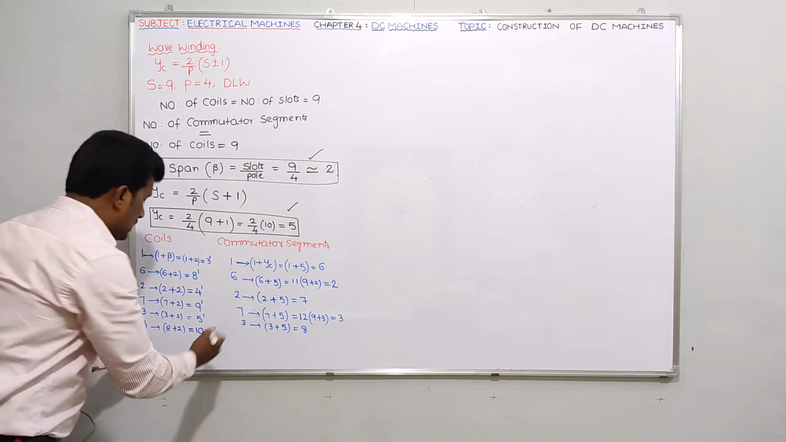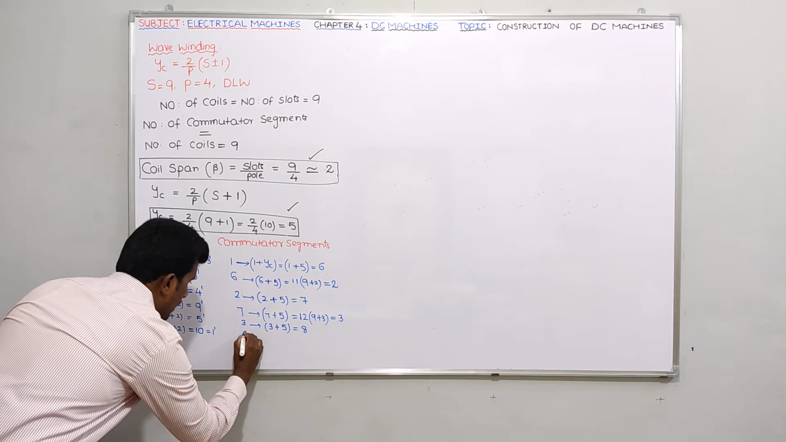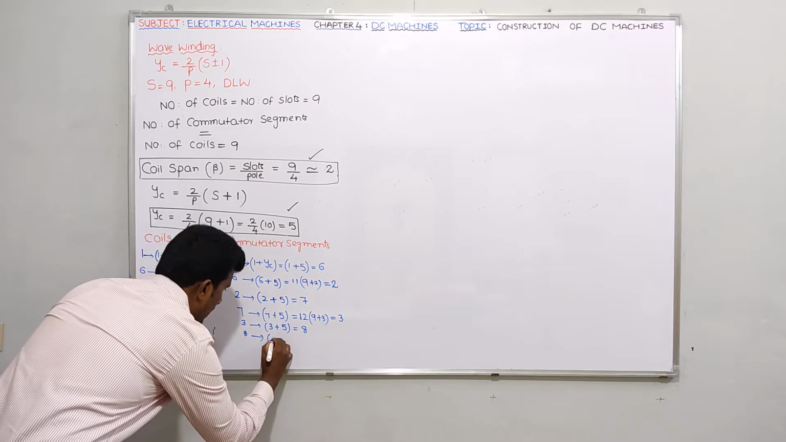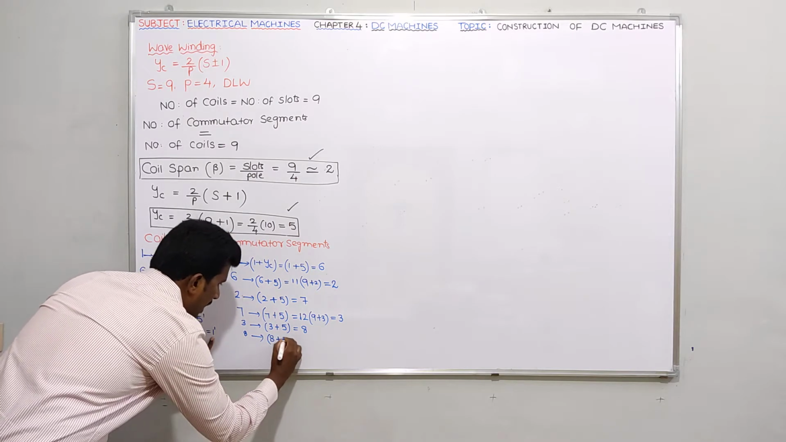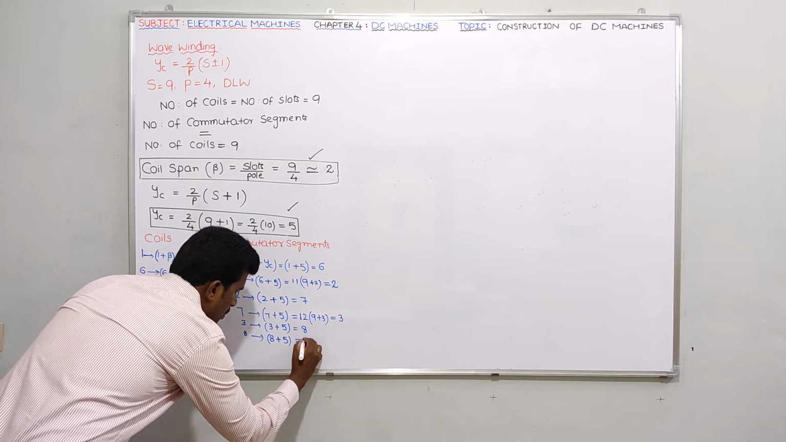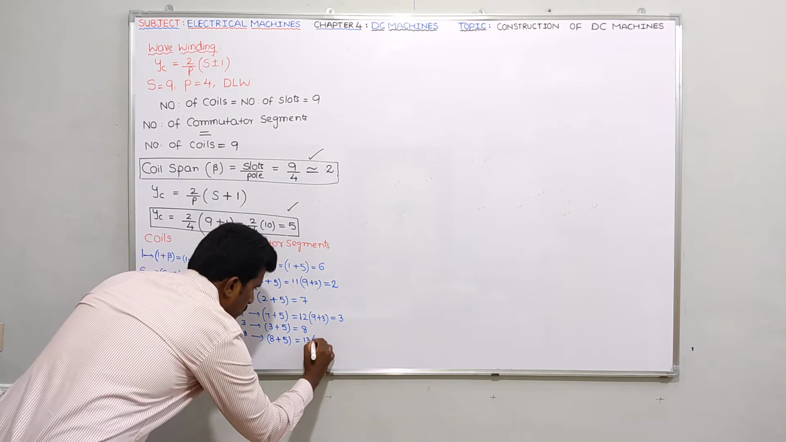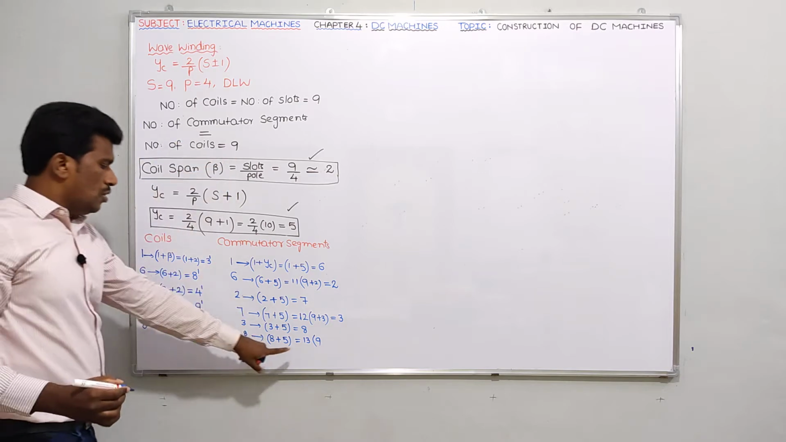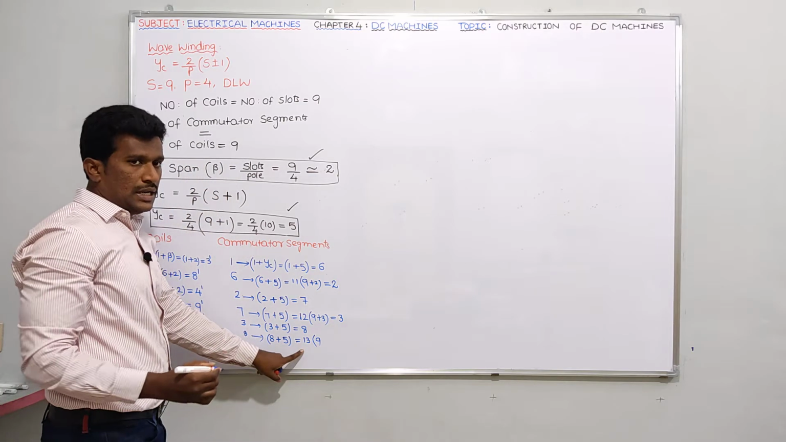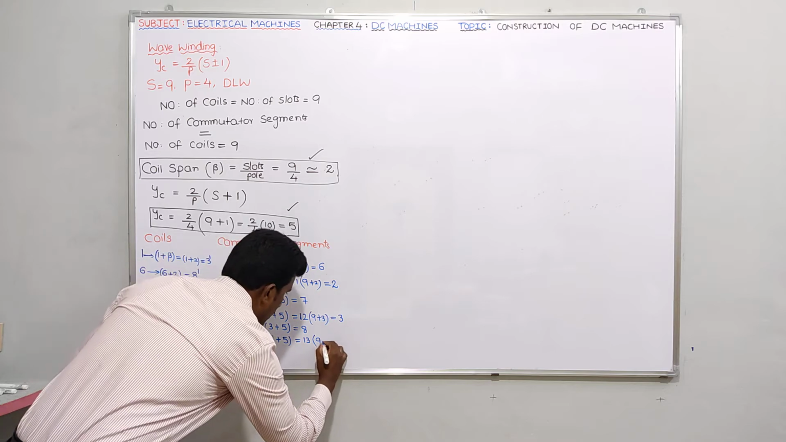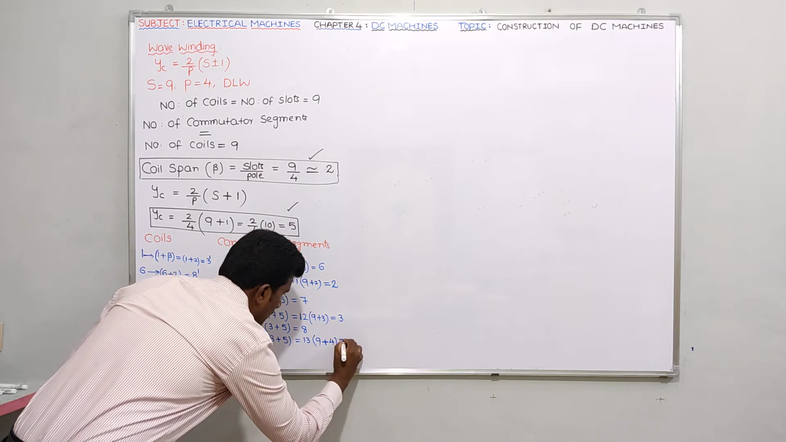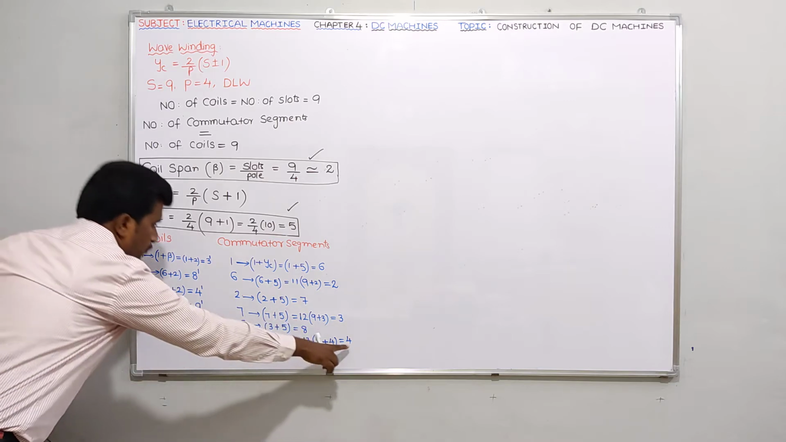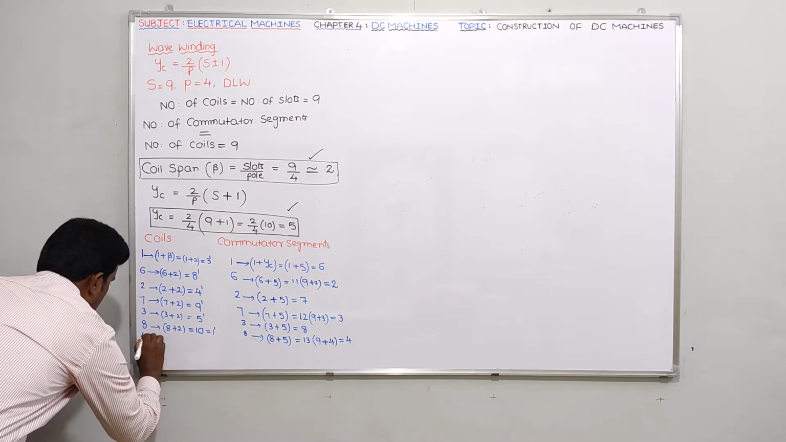The 8th conductor is connected to the 8th segment and this 1 dash conductor is connected to, as I told you, 8 plus 5. So what about this value? 13. 13 means what here? You are having a maximum number of commutator segments of 9 only. So how can you write this 13? So 9 plus 4. That means it's connected to the 4th segment. Is it clear?